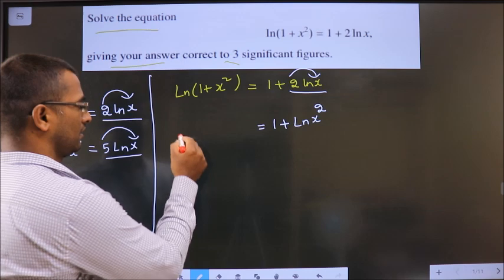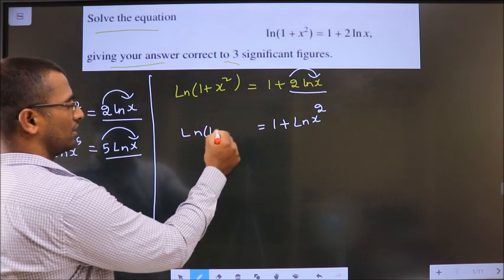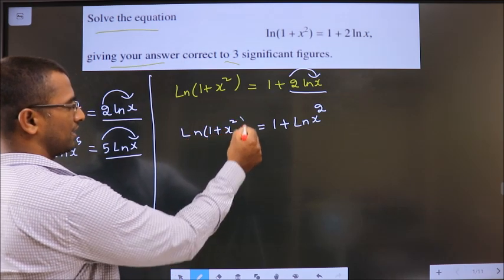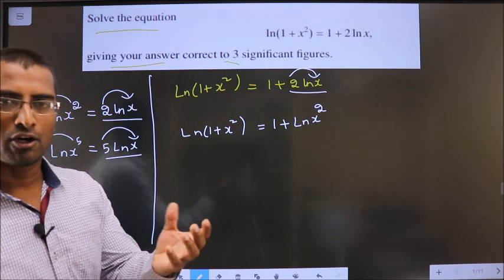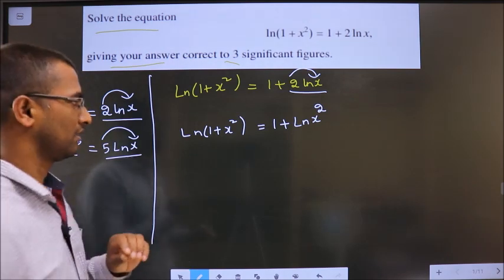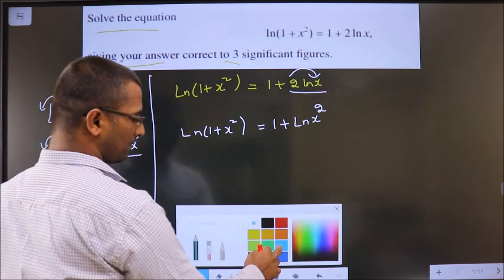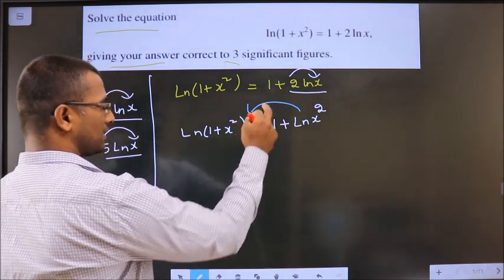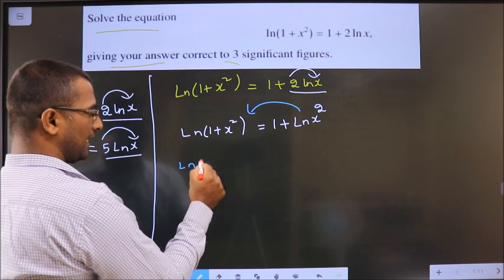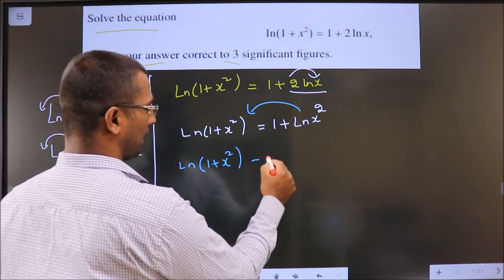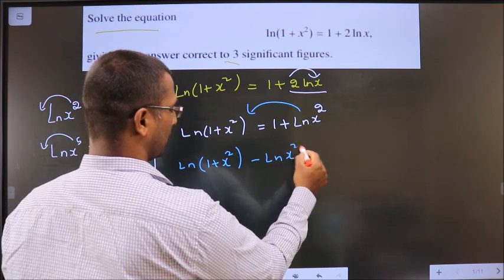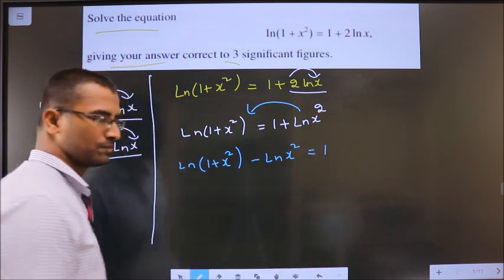Next, how do we simplify further? Now we should take all ln to one side. To do that, I will shift this to this side, resulting in ln(1 + x²) − ln x² = 1.